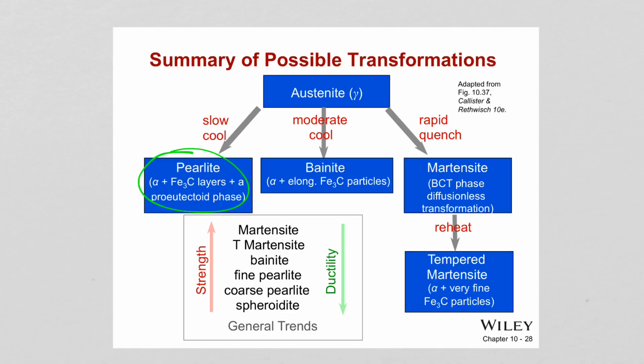And if you do rapid quenching, martensite forms, which is a diffusionless transformation from one crystal structure to another. This is a very brittle structure, and a very strong structure. That's why it is tempered, to form alpha and cementite particles again. As you see in the trend of strength and ductility, martensite is the strongest and hardest. Then comes tempered martensite, followed by bainite, fine pearlite, coarse pearlite, and spheroidite. Spheroidite has the highest ductility, and the lowest ductility is martensite.